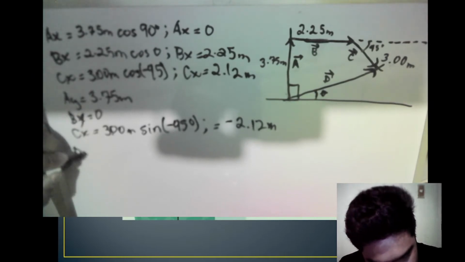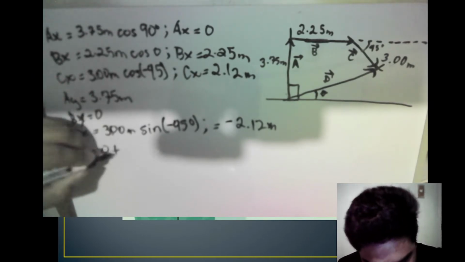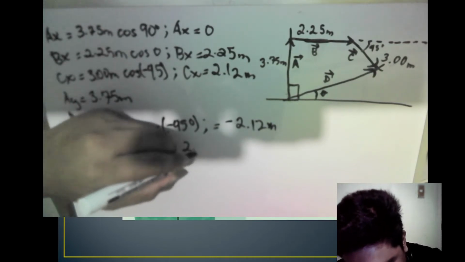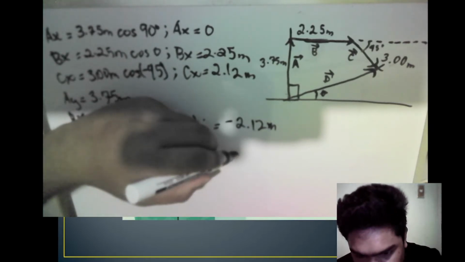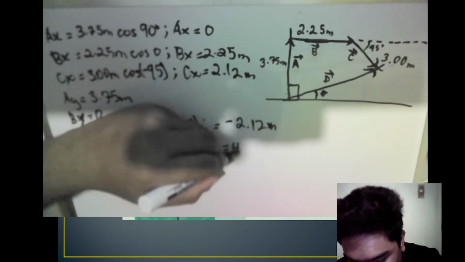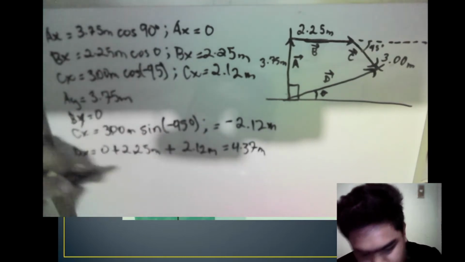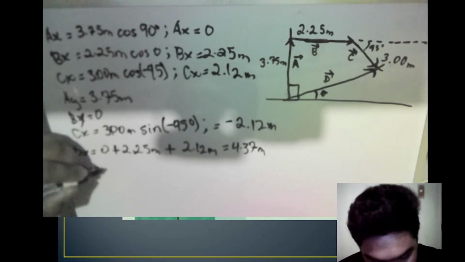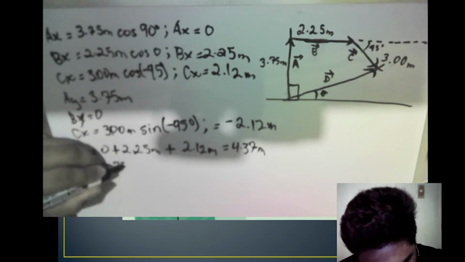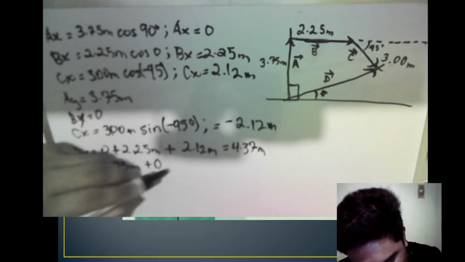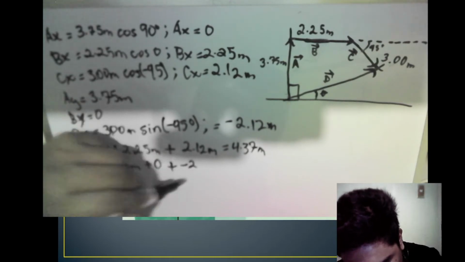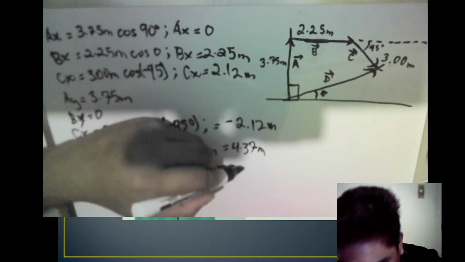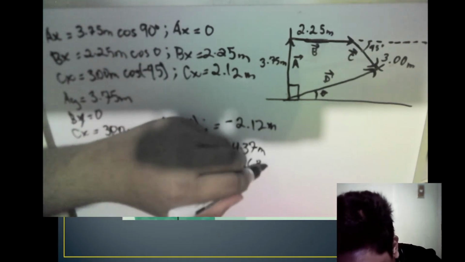So for the dx, 0 plus 2.25 meter plus 2.12 meter. Ang answer po natin ay 4.37 meter. So for the dy naman po, dy equals to 3.75 meter plus 0 plus negative 2.12 meter. And for the answer po ay magiging 1.63 meter.